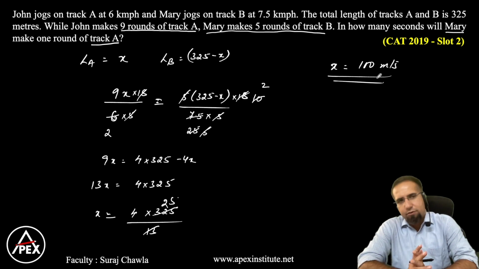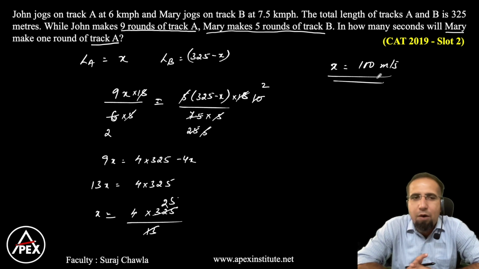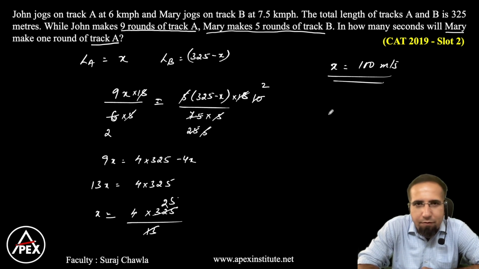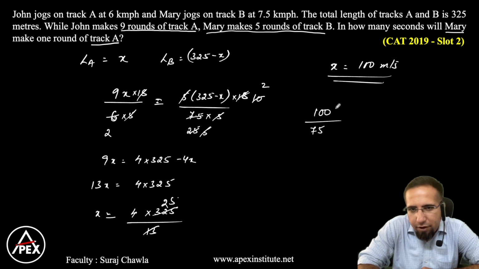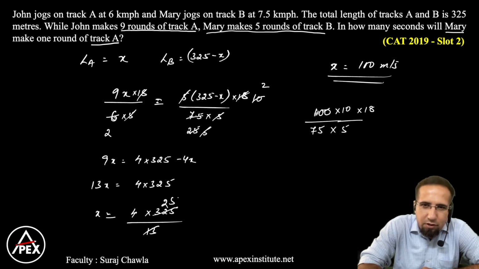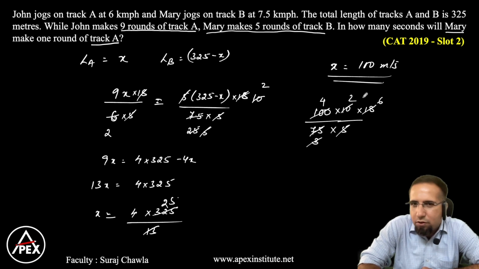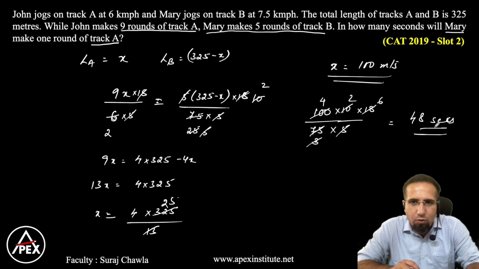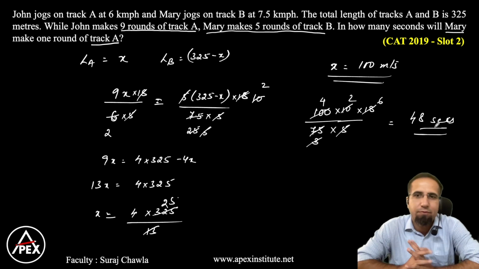So we got the length of track A. Now the question is asking you, Mary covers one round of track A. Now Mary is covering at a speed of 7.5. So let's write 75 by 10. And this is in kilometers an hour, so that is into 5 by 18. So this is 25 4s are, 25 3s are, 3 1s are, 3 6s are, 5 1s are, 5 2s are. 4 2s are 8, 8 6s are 48. So therefore in 48 seconds, Mary will cover one round of track A. That becomes our required answer.